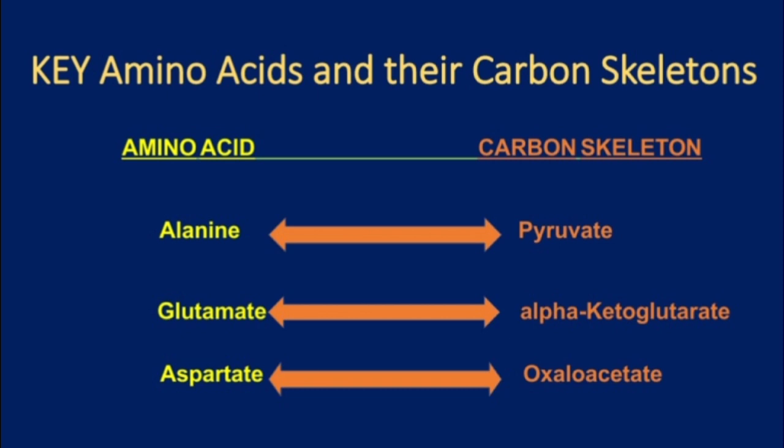What is left of alanine is the carbon skeleton pyruvate. Importantly, the ALT reaction is reversible. It can go either way, from alanine to glutamate or from glutamate to alanine. It requires vitamin B6 or pyridoxal phosphate as a coenzyme. The second amino acid is glutamate, and the carbon skeleton derived from glutamate is alpha ketoglutarate.